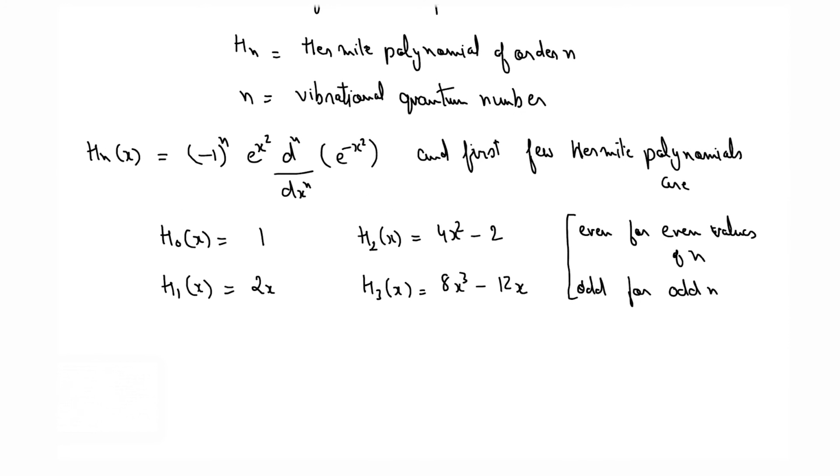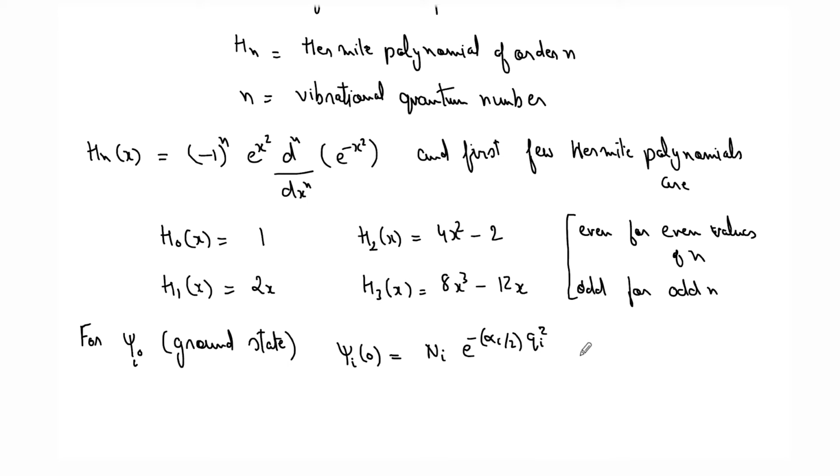Now let's try to calculate the symmetry of ground state. Okay, because let's say if we are interested in ground state and the first excited state, so of course you can calculate for the second excited state, third excited state, all those calculations can be done. Let's try to calculate for psi I0, right? Ground state. So psi I0 is equal to Ni e to the power minus alpha I by 2 qi square, h0 of x, where x is square root of alpha I times qi. Now it does not matter what x is, h0 goes to 1. So this quantity is equal to 1, right? And now we are left with this quantity.